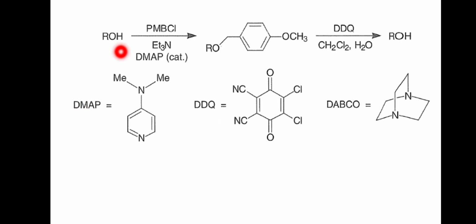Now there is one problem: the DMAP that we use is quite toxic. So there is a safer alternative, DABCO, which we can use as a catalyst. What does this stand for? Diaza: di means two, aza means nitrogen, so two nitrogens, bicyclo. This is a bicyclic compound, and octane. Why octane? You start numbering from here: 1, 2, 3, 4, 5, 6, 7 and 8. So this is the compound that you can use instead of DMAP.